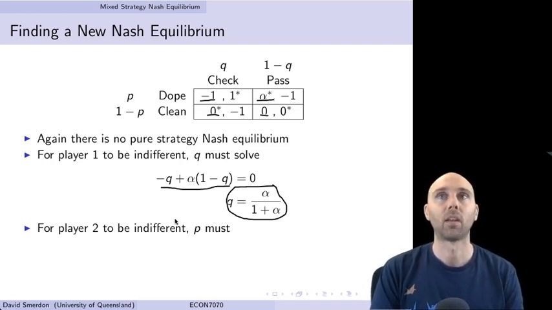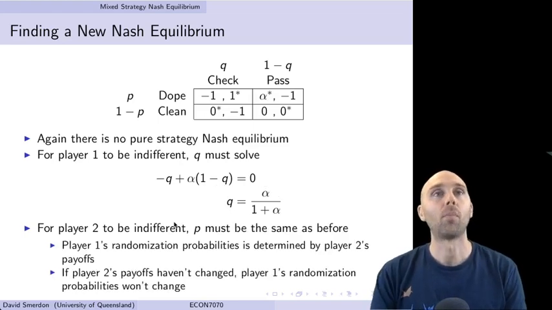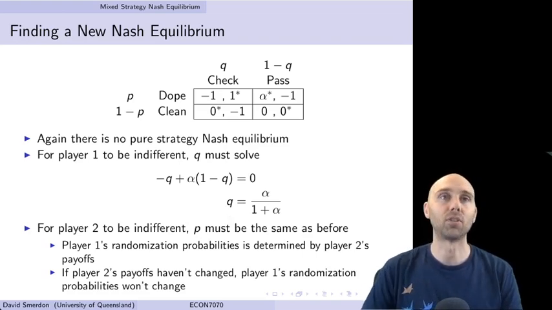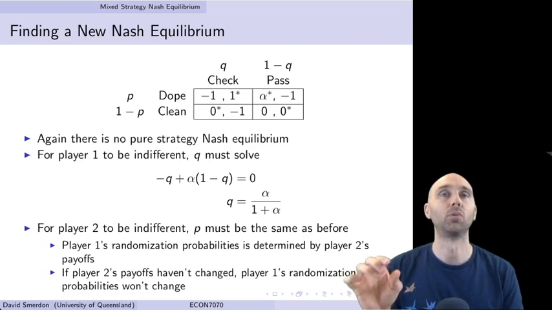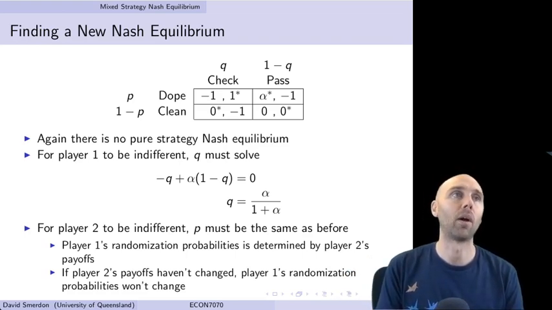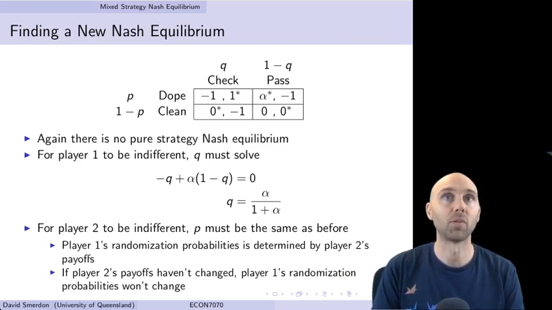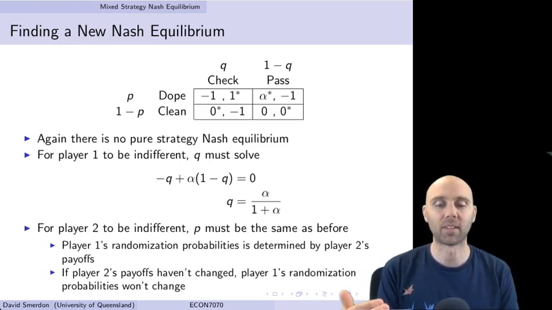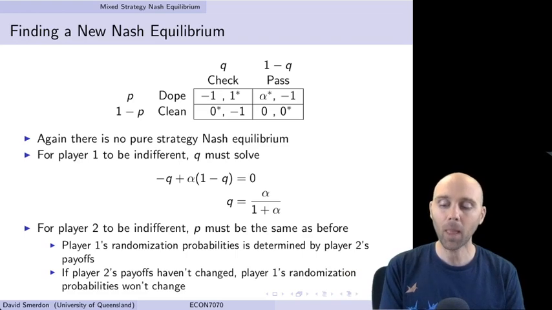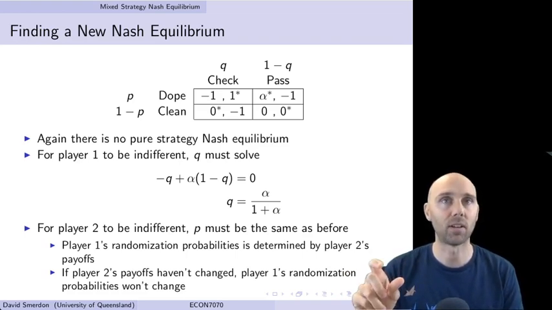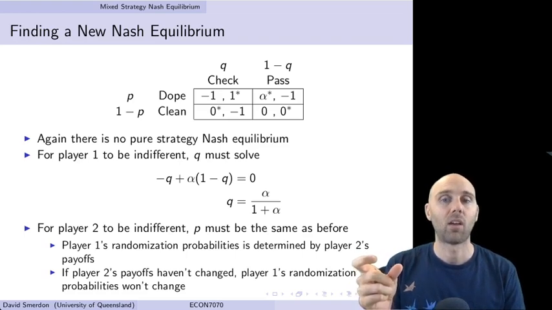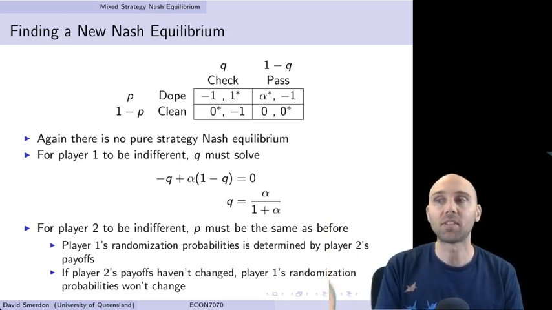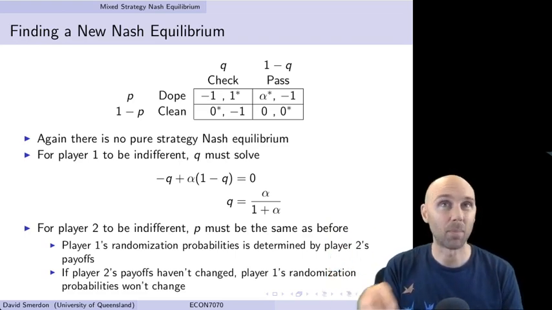For player 1 to be indifferent, that's what this gives. For player 2 to be indifferent, well, remember player 1's randomization probabilities are determined by player 2's payoffs, but we haven't changed player 2's payoffs here. So those player 1's randomization probabilities, those P's, won't change for that reason. And this is the key concept of mixed strategy equilibrium that takes a while to get your head around, that a player's mixing proportions really are determined by the other player's payoffs. Because once you see what the other player is doing in equilibrium, it actually doesn't matter what you do anymore.